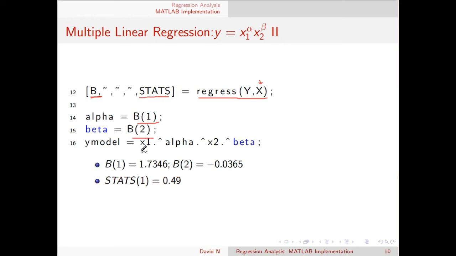Now x1 raised to the power alpha times x2 raised to the power beta gives us the model findings. B1 and B2 for this particular data set are found to be equal to 1.73 and minus 0.0365. And the R squared value is equal to 0.49. By looking at the R squared value, we find that the model with the constant coefficient was returning a larger value of R squared.